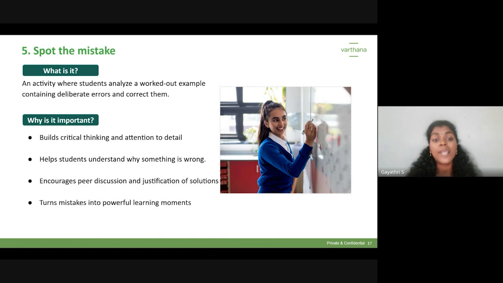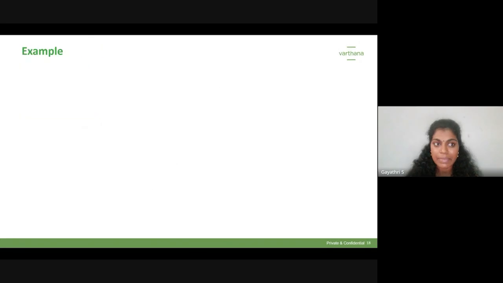Now they'll understand why something is wrong, and it also helps them to have a proper discussion with their group and justify why their solution really works. Most importantly, this is that beautiful moment of turning a mistake into a powerful way of learning. I'll give you an example.